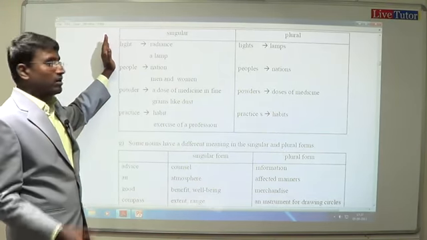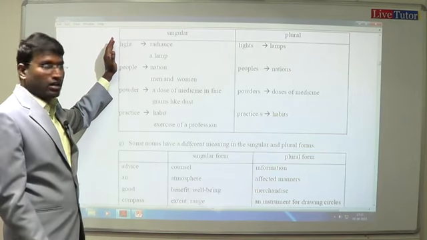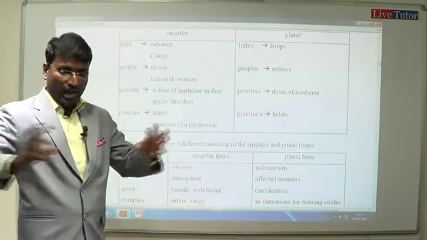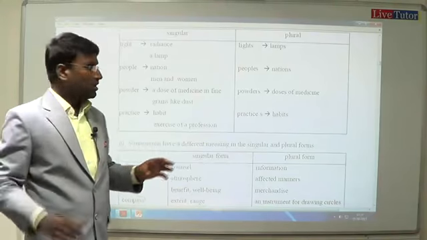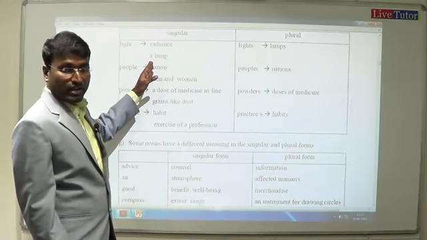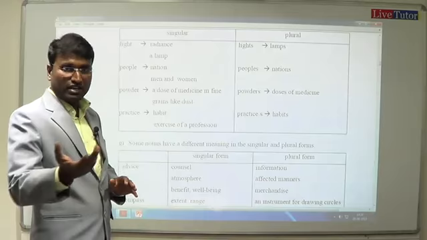What do you understand by the word light? Light அப்படினு சொன்னா radiance இல்லையா? The spectrum, அப்படியே அந்த அலை கற்றை போகுது இல்லையா? ஒளி வீச்சு போகுது இல்லையா? கதிர் வீச்சு. அத light அப்படினு நம்ம சொல்லுவோம். What is another meaning? A lamp. விளக்கு. அதையும் நம்ம லைட் தான் சொல்லுவோம் இல்லையா?